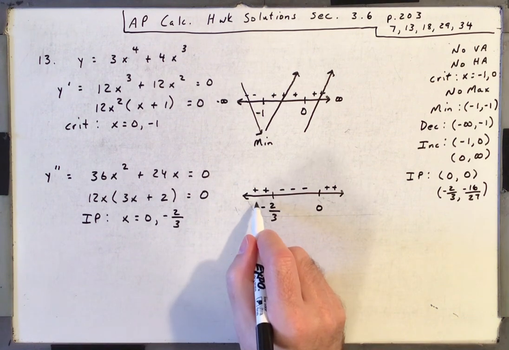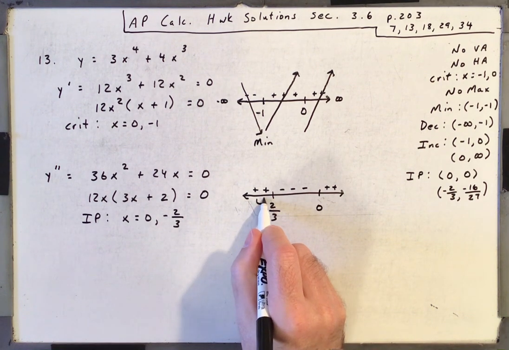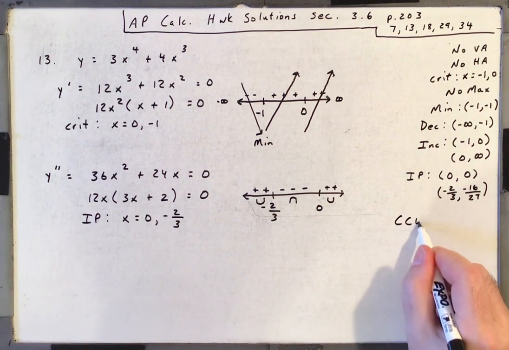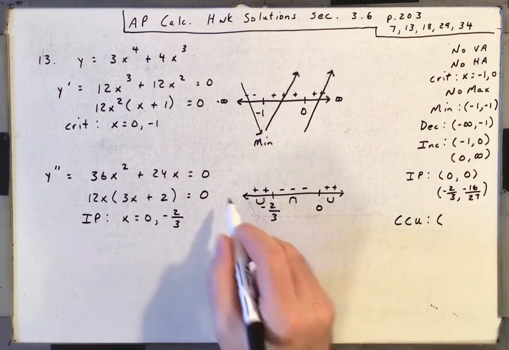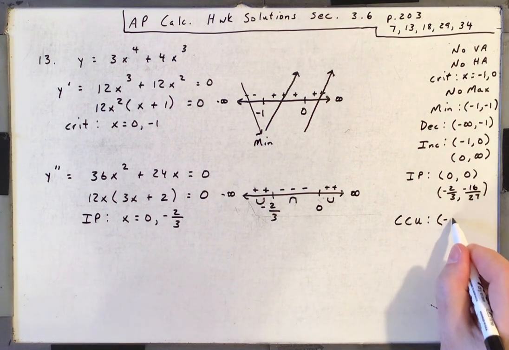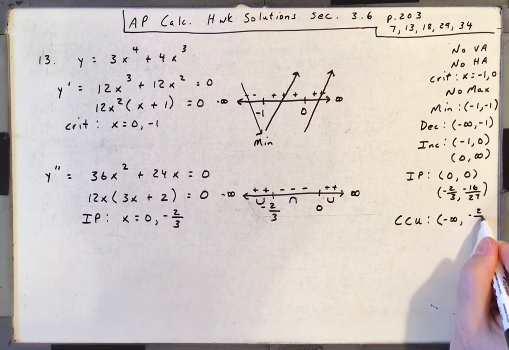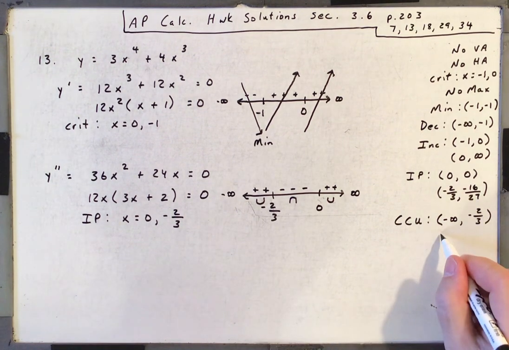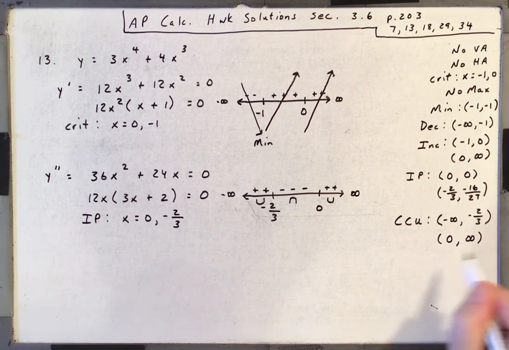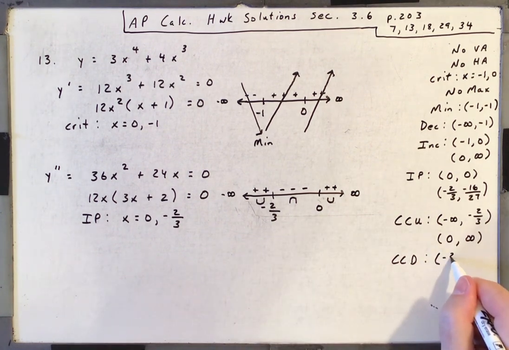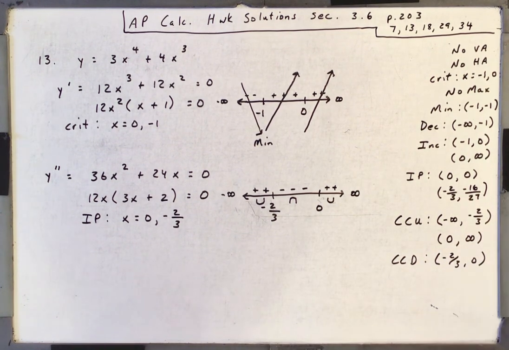Okay, so we are concave up here, concave up, concave down, and then concave up again. So we're going to put concave up from, of course, negative infinity to negative 2/3. All right, and then from 0 to infinity. And then we are concave down from negative 2/3 to 0. Wow. So that one was kind of in-depth with all the fractions, but you can do it.